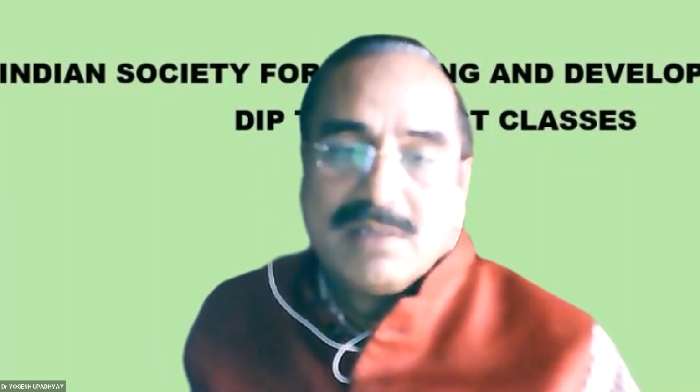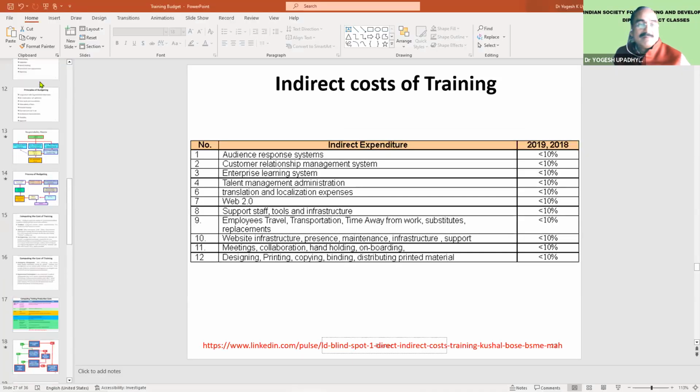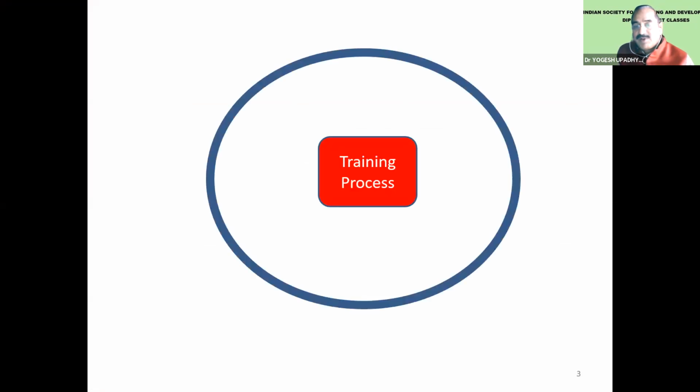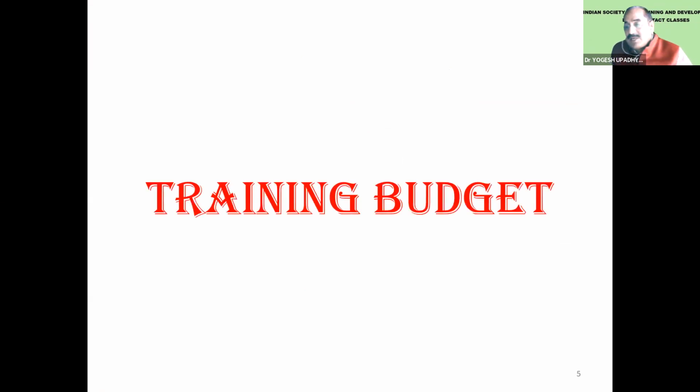So coming back to our main topic, budget for training. Before the budget we discussed resources. Keep in mind that the training process has this many phases. So this was a recap. Resources required for training: we saw that we need a trainer, spaces, training places, content, all these things, and money.